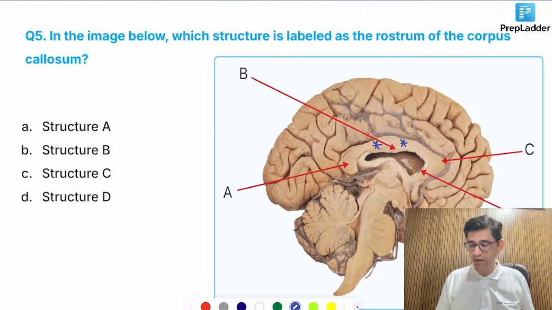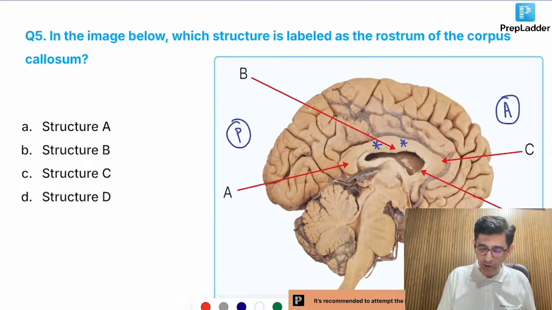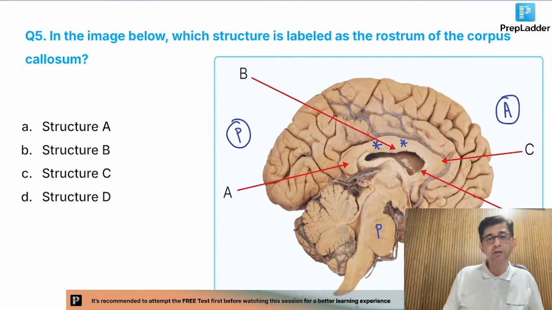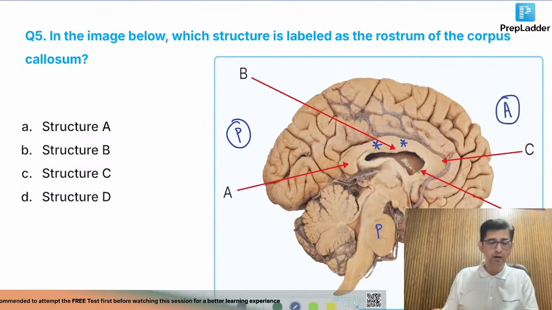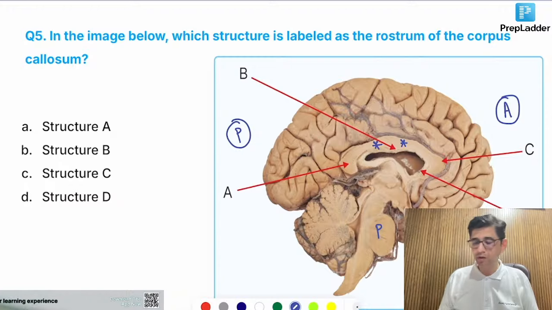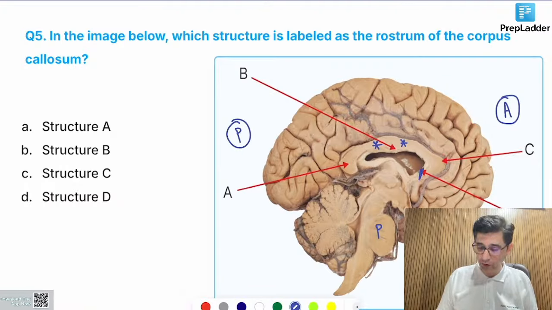Pretty straightforward. Yes, this is going to be anterior. And this is at the back, like the cerebellum, so this is posterior. This is going to be the pons, then we have the midbrain, then the medulla, and you can see an anterior and a posterior structure. He asks which structure is called the rostrum. So the rostrum would be in front, this particular area would be called the rostrum. And the one at the back, area number A, is what is called the splenium.